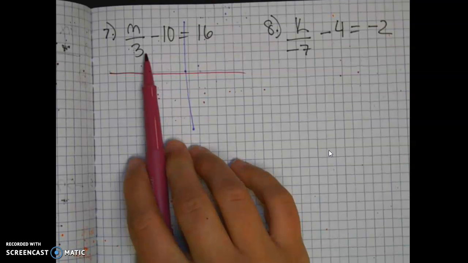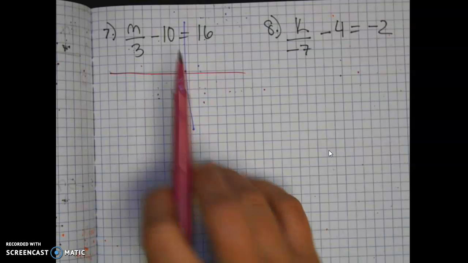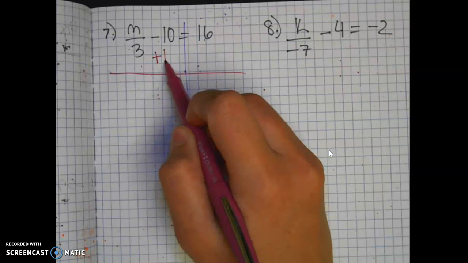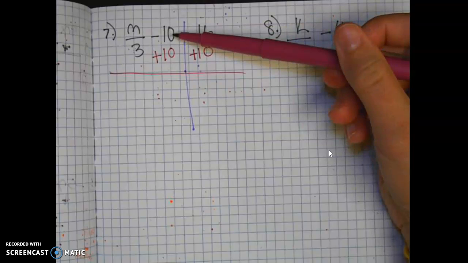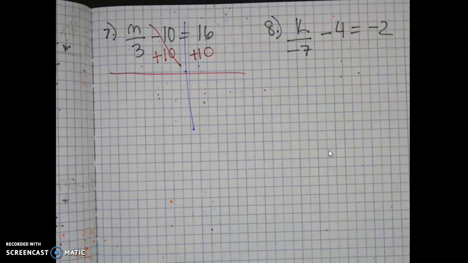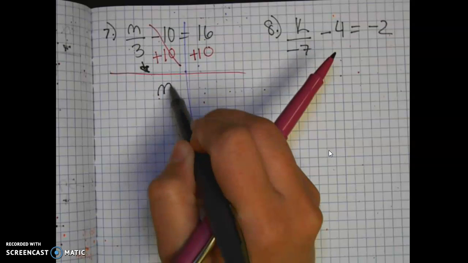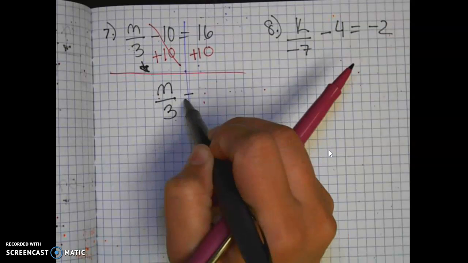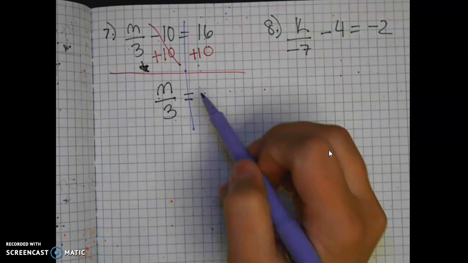So I have a negative 10 here. The opposite of a negative is a positive, or the opposite of subtraction is addition. So I'm going to add 10. Again, the reason why is, what can I do to get rid of this? I can add 10 to cancel them both out on the left side. That's what I need to do. So bring down this m divided by 3 equals 16 plus 10. That's going to give me a 26.